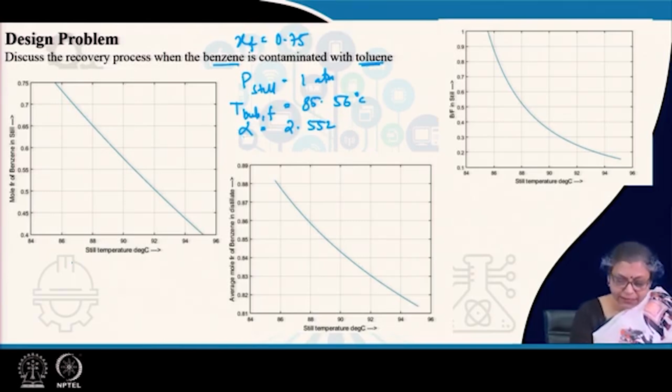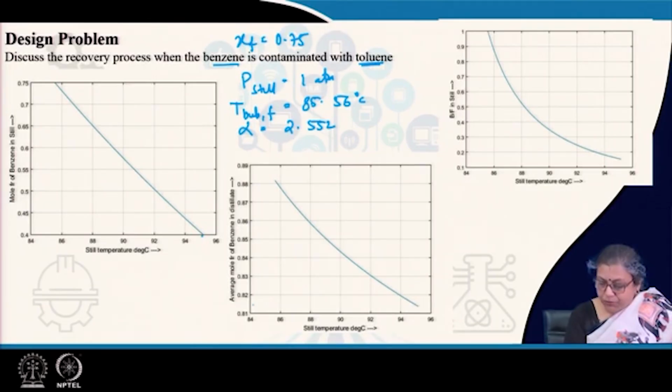We find that in this case also, going till xb equals 0.4, the maximum purity that we have got is around 0.815. So we are unable to use the single stage batch distillation still in order to recover 90% benzene when it is contaminated with toluene.